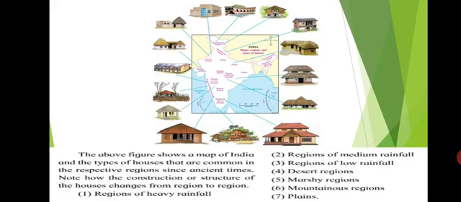So this map is in your textbook on page 52. You can go through the map to get a better understanding of how the different types of houses are built as per the type of region.